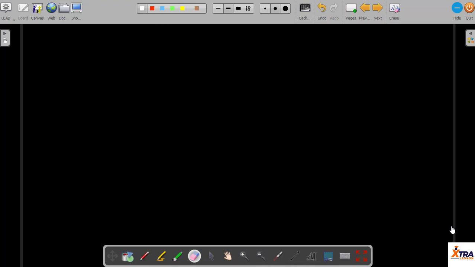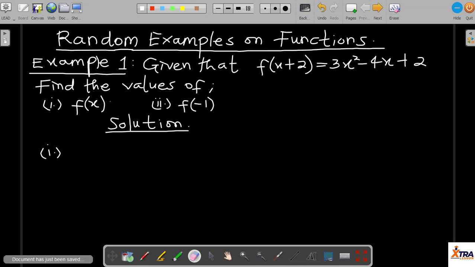Okay, so let's take the following examples and please come along with me. We have an example here, under random examples of functions. The first example says: given that f of x plus 2 is equal to 3x squared minus 4x plus 2, find the values of figure 1, f of x, and figure 2, f of minus 1.